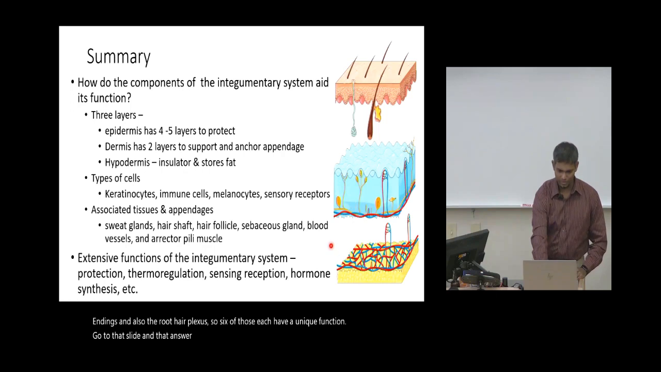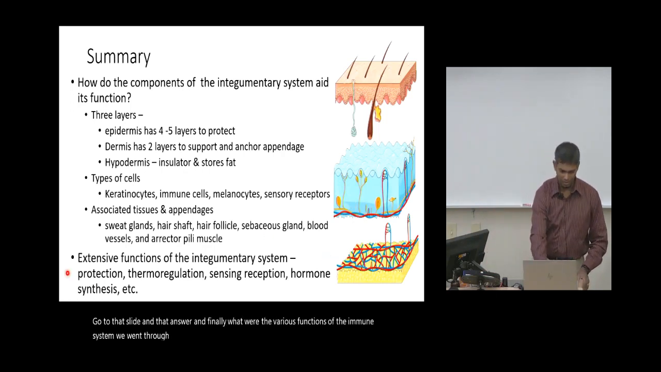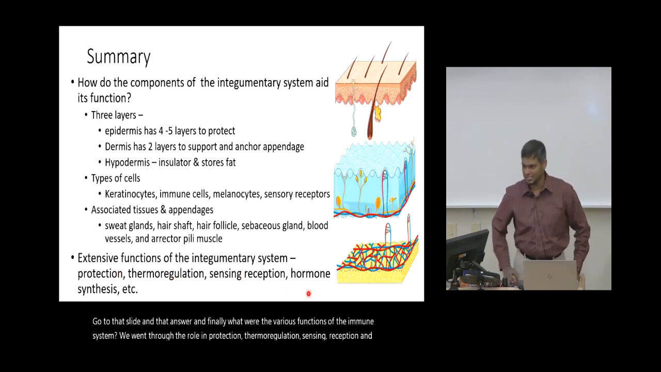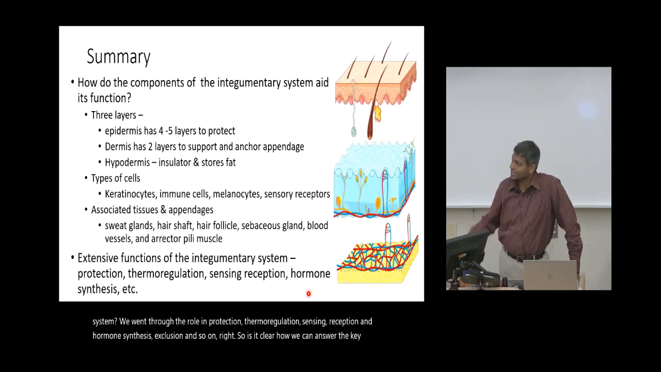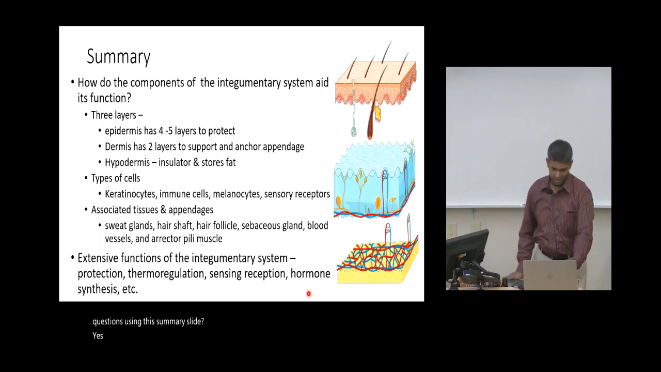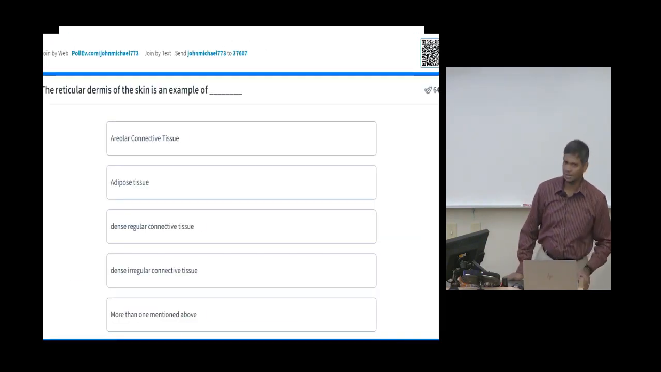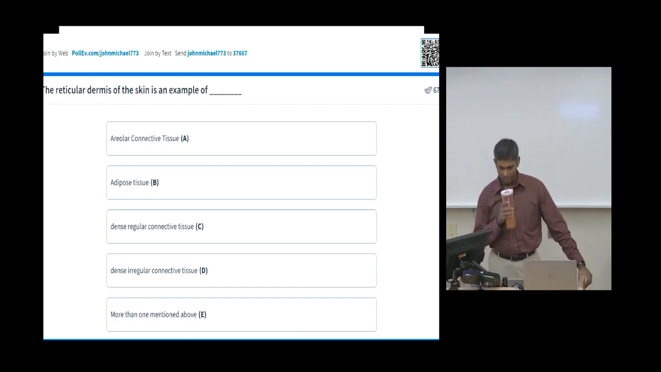And finally, what were the various functions of the integumentary system? We went through role in protection, thermoregulation, sensing, reception, and hormone synthesis, excretion, and so on. Right. So, is that clear? How we can answer the key questions using this summary slide? Yes. All right. So, with that, here is the polar bear question, which you should be able to answer. The reticular dermis of the skin is an example of what?